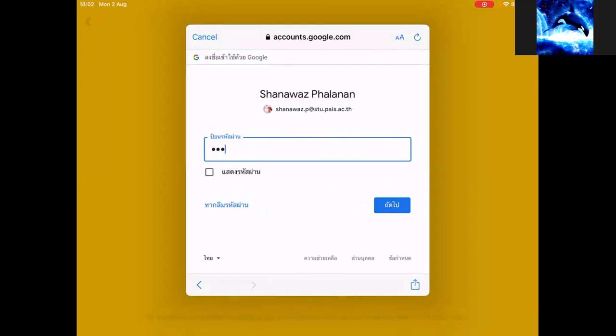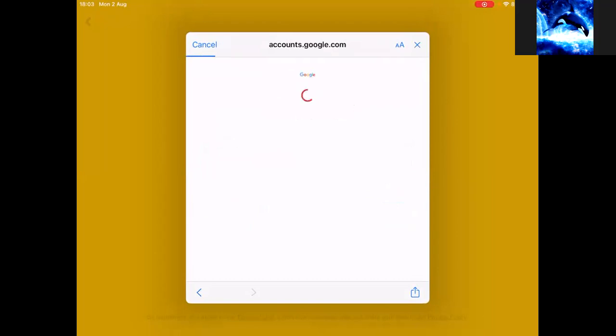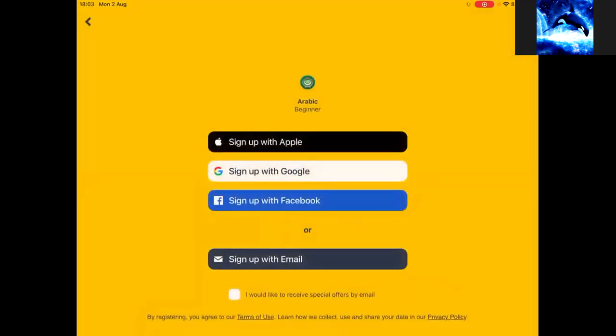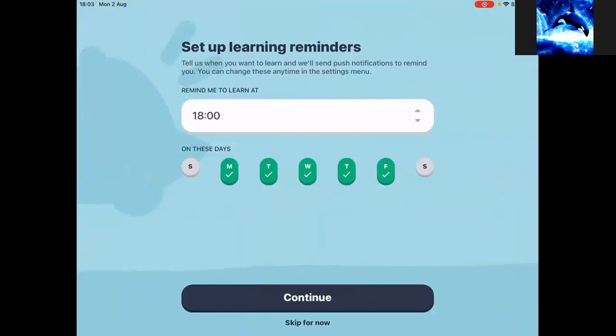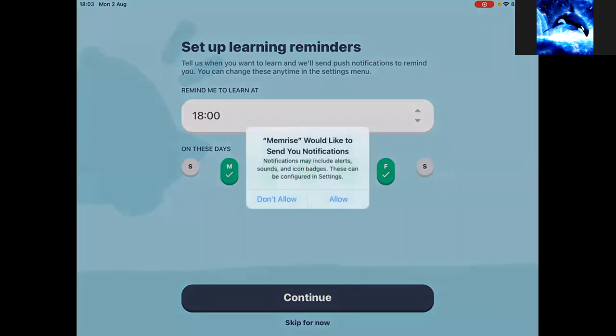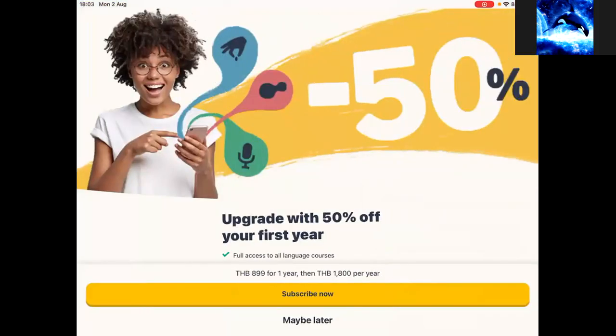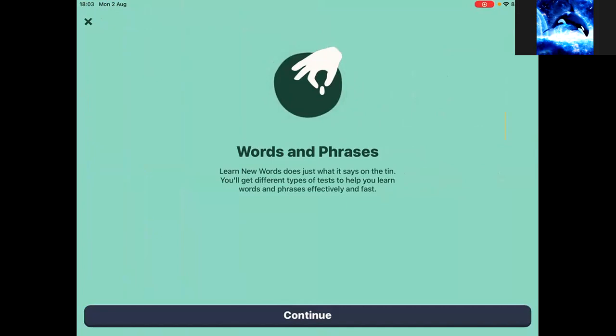A passcode. I misclicked that. Yes, got it. Okay. Yes. No, wait a minute. Okay, do you want to get reminder for it or not? Reminder for what? For this class? Yes, for using this app. Skip for now. Click on skip for now. Don't allow. Maybe later. Continue. Yes, continue.